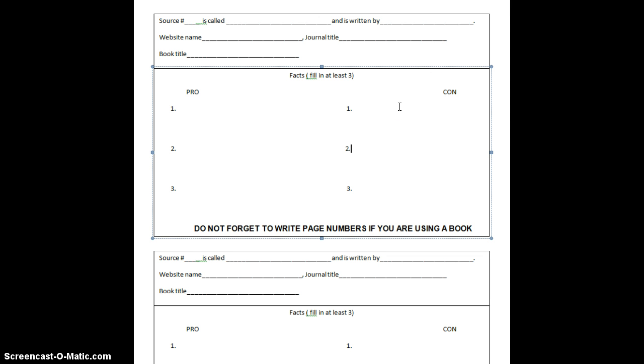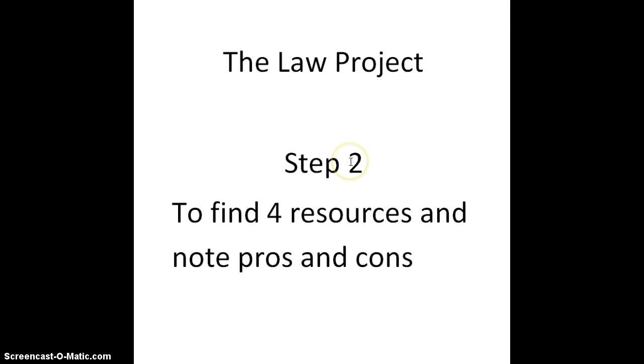Now students, we've been talking in class, facts are stronger than examples and opinions. Best case scenario, you've got 6 facts on this page. If you can only find a few facts, but the author gives you some examples or opinions, that's valuable too. But you should have at least 4 resources for step 2.